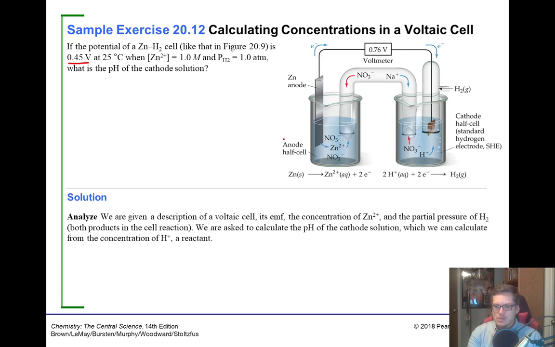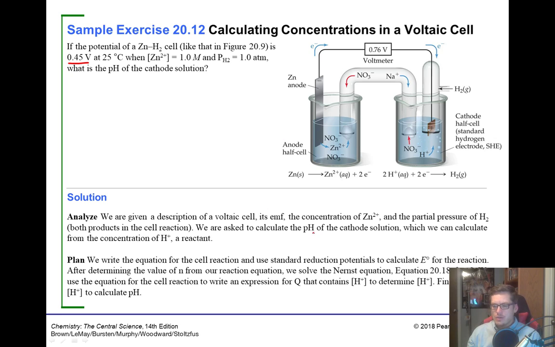Essentially, all we have to do is, if we know that the pH of a solution is equal to the negative log of the concentration of H plus, then if we can figure out the concentration of the H plus over here, we can figure out the pH. And we can figure out the concentration of the H plus by using the Nernst equation, because we know that the Q value in that Nernst equation has the H plus inside of it. So if we can find the Q and we have these other concentrations already, the partial pressure of the hydrogen and the concentration of the zinc, then it'd be simple enough to rearrange it to solve for the concentration of hydrogen.